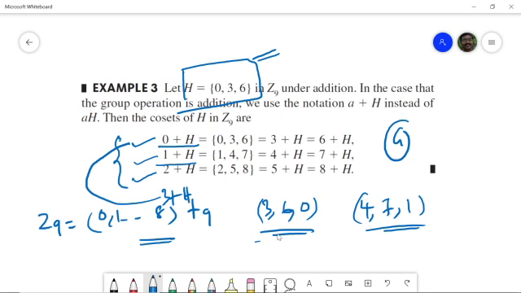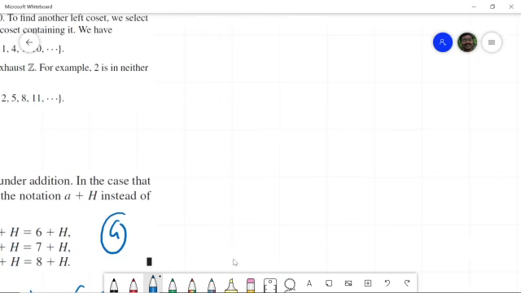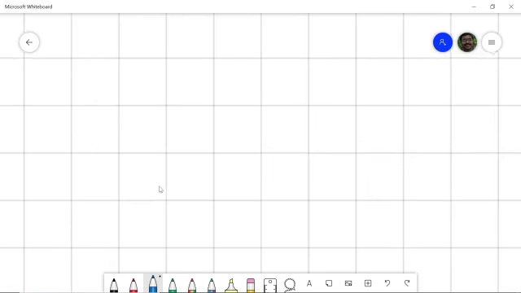That is, cosets partition a group G. So cosets of a subgroup H partition a group G. That's what we're going to prove here. I hope you understand what is meant by partition. We have already discussed partitions when we dealt with equivalence relations earlier.